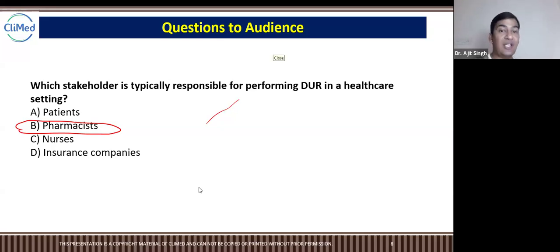Okay, it's not that they cannot do it. They can do DUR studies, but they are not trained to conduct them, because they don't have the medication knowledge as well. The best part here is that pharmacists can do it, and pharmacists are responsible for performing the DUR studies. Okay, so the answer is this.